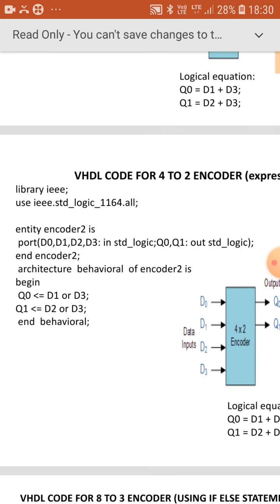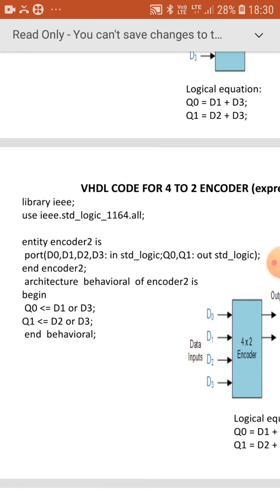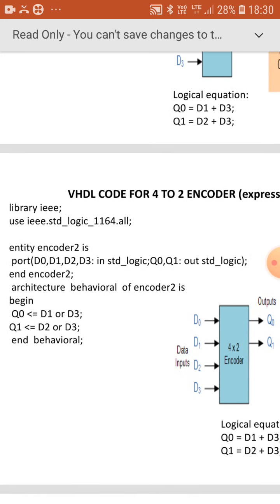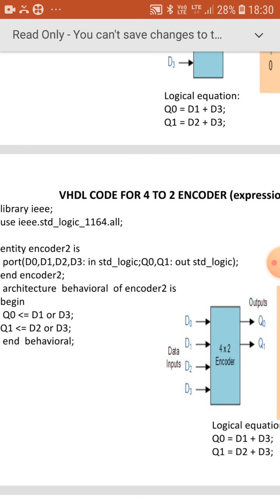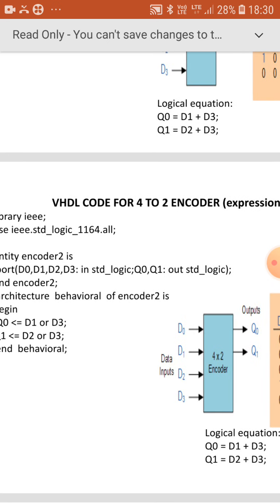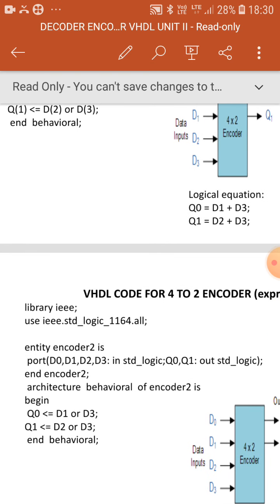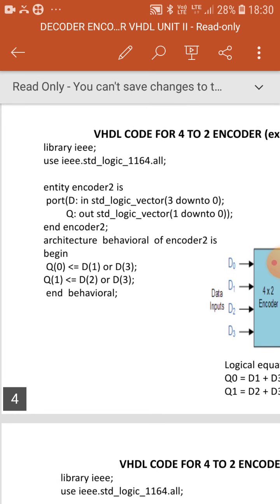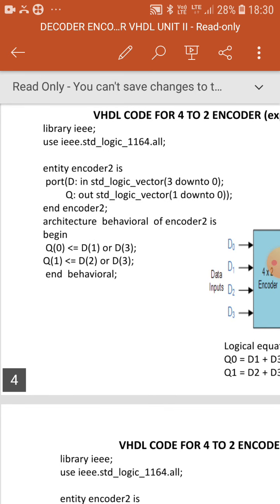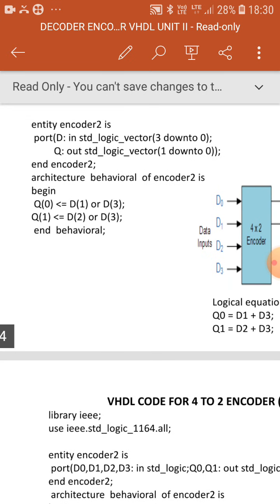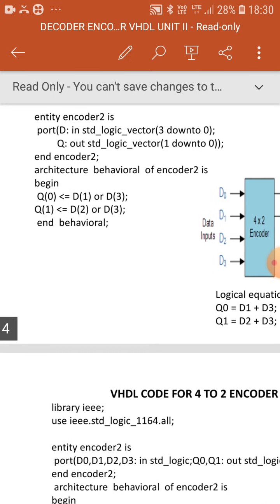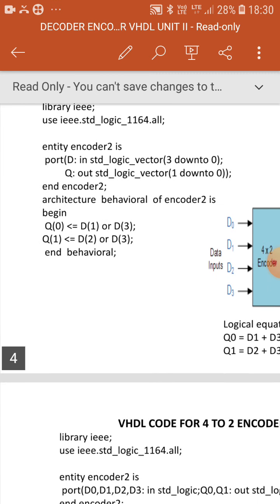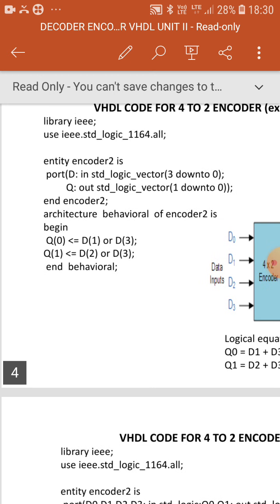Okay. Next Q0, Q1 are outputs. So Q0, Q1 colon out std logic. Here also no need to write std logic vector 1 down to 0. Q0 is a single bit value. Q1 is the single bit value. Here Q is 2 bits value. So Q colon out std logic vector 1 down to 0. Please note the difference. Okay. Here Q is 2 bits value. So I am using std logic vector.